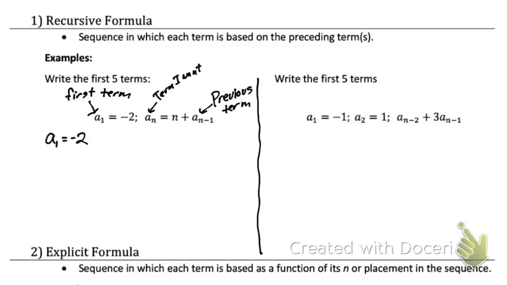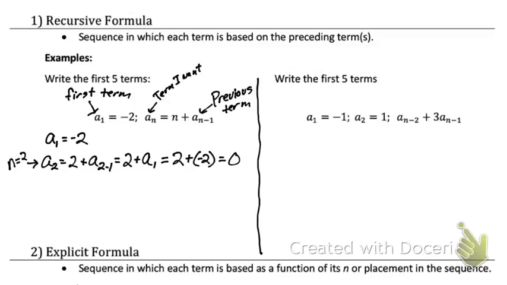All right, my first term is negative 2. We are going to do the strictly mathematical way right now. My next term is a sub 2, which means my n equals 2, which means I can replace all of the n's in this statement with 2's and go from there. So this would be 2 plus a sub 2 minus 1, which would be 2 plus a sub 1. Then I would figure out what my a sub 1 equals. Well, that equals negative 2. So in fact, this is just going to be 2 plus negative 2, which equals 0.